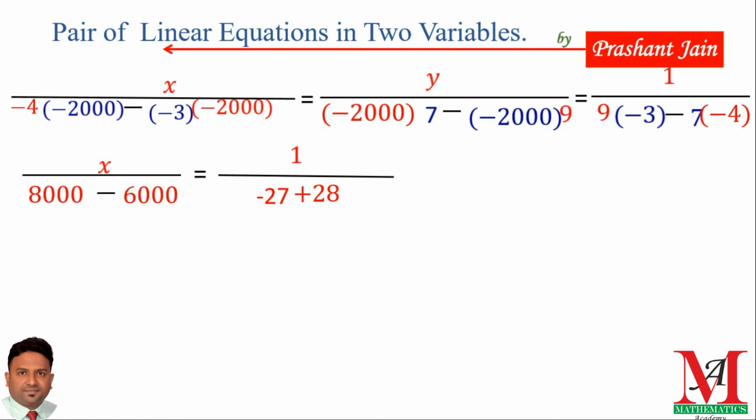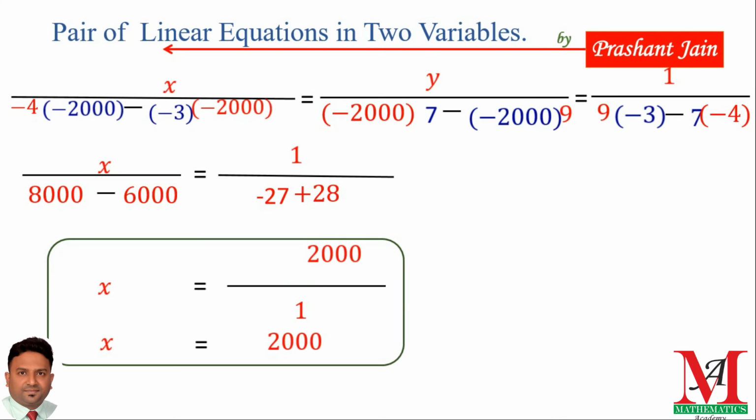And then you know that if we subtract 6000 from 8000, the result is 2000. And after subtracting 28 from 27, the result is 1, and the value of x is 2000. So in this manner we have the value of x, that is 2000.